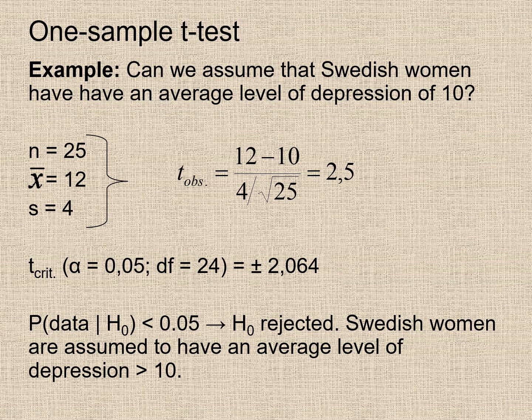So what do we do? Well, we reject the null hypothesis. We say that our sample mean 12 deviates too much from the value 10 for us to assume that the population mean could be the value 10. So we reject the null hypothesis. Because the sample mean 12 is higher than 10, we can assume that the population mean is a value that is larger than 10. So based on this analysis, we would conclude that the Swedish women on depression have a population mean that is a value above 10.